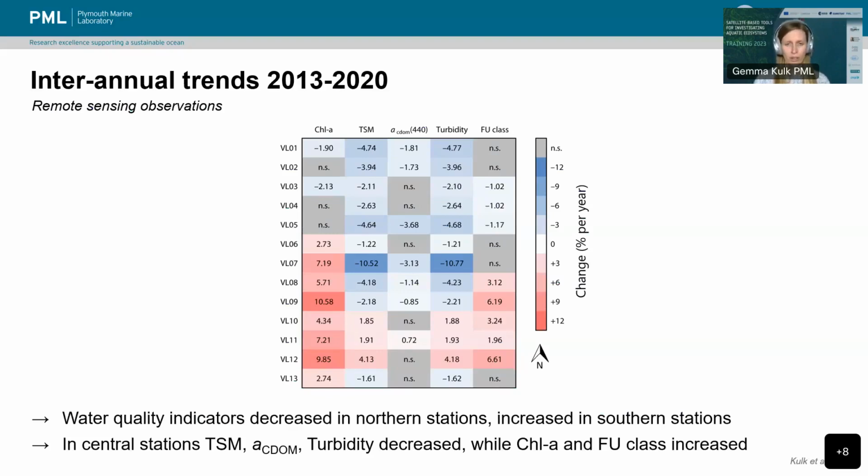So this shows that, for example, for total suspended matter and for turbidity, the long-term trends in the southern station showed a different direction of change, which was positive, than we observed during lockdown, where the direction of change was negative.